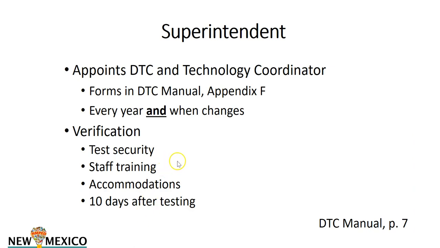So our roles of our responsibility, he is to appoint the district test coordinator and the technology coordinator, which if you don't know, that's Andrew. We have to update that information every year. Mr. Parks actually signs a verification every semester in regards to testing. Did we follow test security? Did we do staff trainings? Did we do accommodations? And we fill that out 10 days after training.